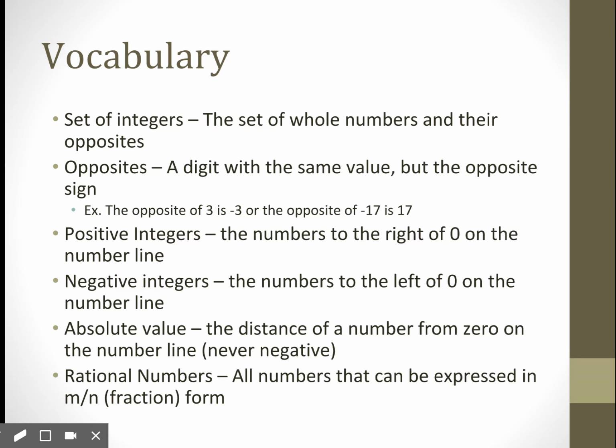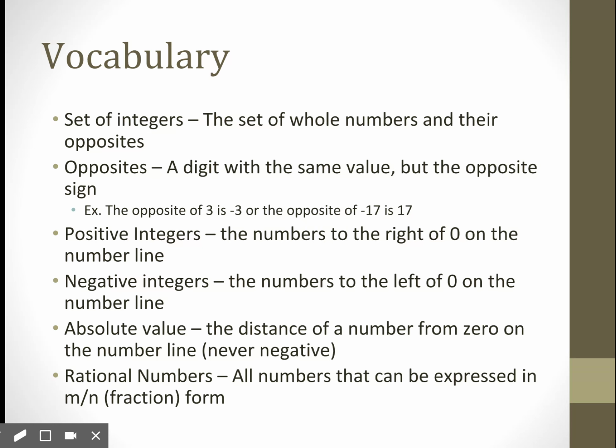So here are the vocabulary terms. We have a set of integers. Integers are the set of whole numbers and their opposites. Opposites, or an opposite, is a digit with the same value but the opposite sign. For example, the opposite of 3 is -3, or the opposite of -17 is 17.